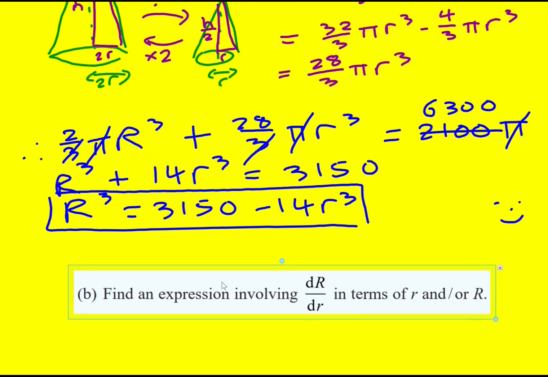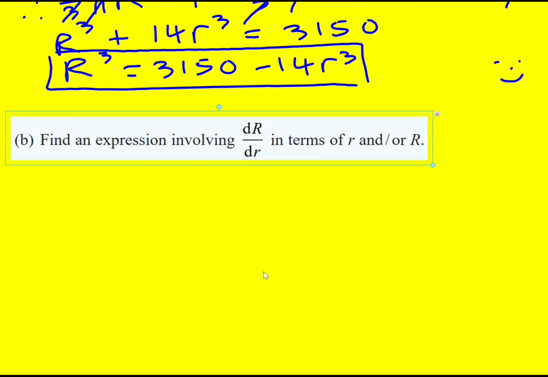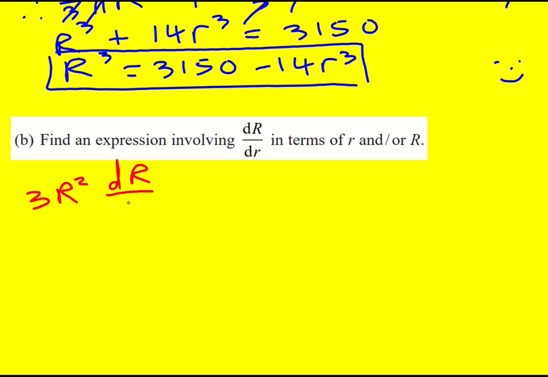Okay, on to the next part. We're asked to find an expression involving dR by dr in terms of little r and/or capital R. So the best way to do this is just go straight into implicit differentiation. If we differentiate both sides with respect to little r, we'll get 3 capital R squared. Then using the chain rule, we then times by the derivative of capital R. And then this is simply going to equal minus 42 r squared.